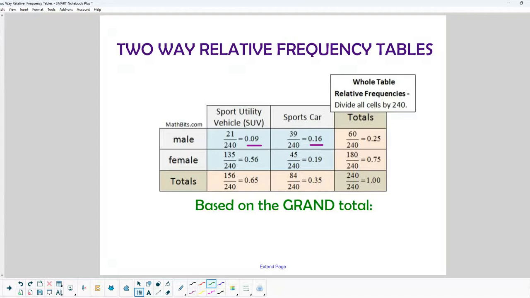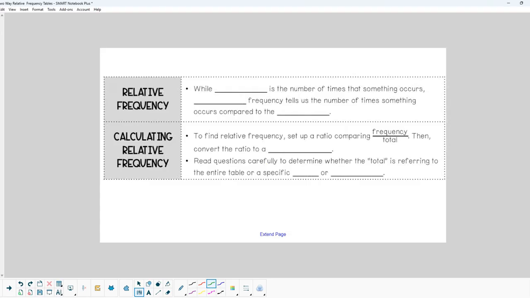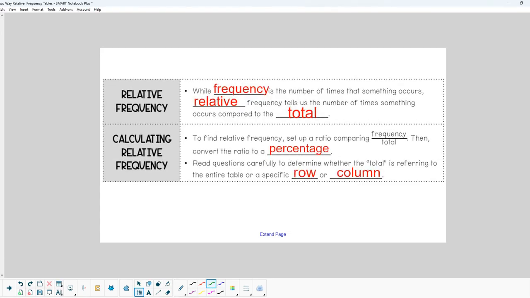Frequency tables. So what do we mean by that? Well, relative frequency is just the frequency. Well, frequency is the number of times that something occurs. Relative frequency tells us the number of times something occurs compared to a total. So to find a relative frequency, set up a ratio comparing frequency over the total. Then convert the ratio to a percentage.